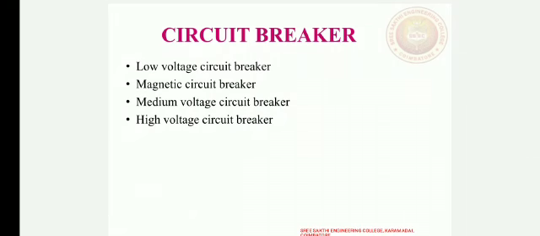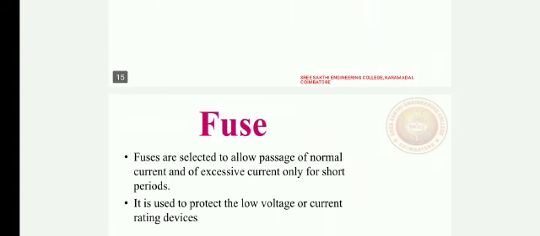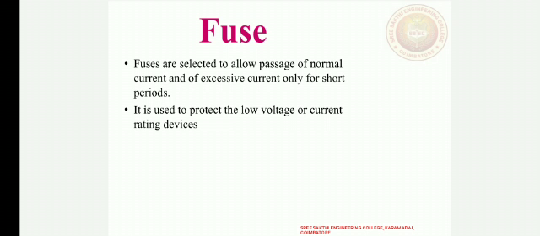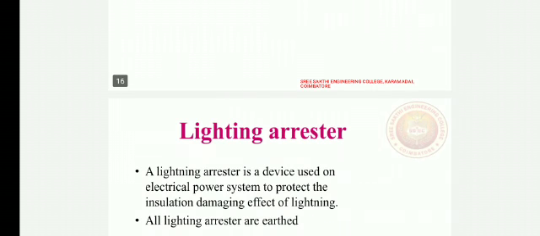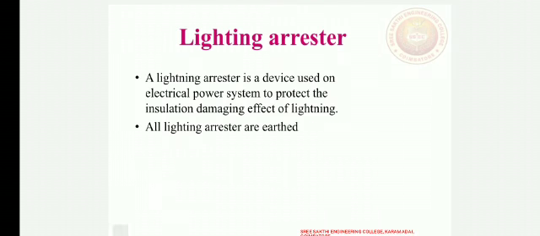Circuit breaker. The major classifications of circuit breakers are low voltage circuit breaker, magnetic circuit breaker, medium voltage circuit breaker and high voltage circuit breaker. The next device is the fuse. The fuse is used to protect low voltage or low current rating devices. Lightning arrestor: a lightning arrestor is a device used on the electrical power system to protect against the insulation damaging effect of lightning.